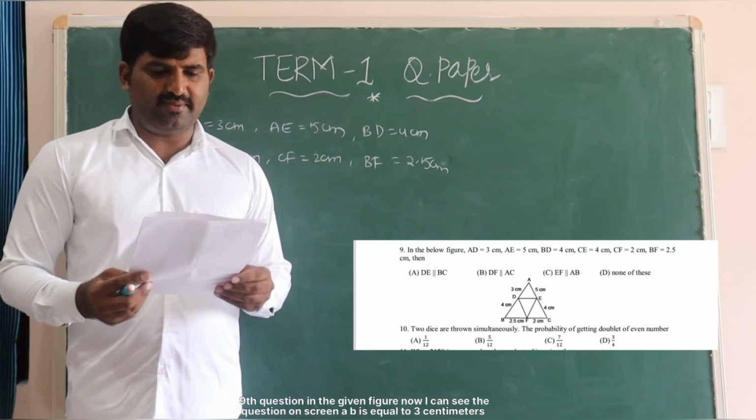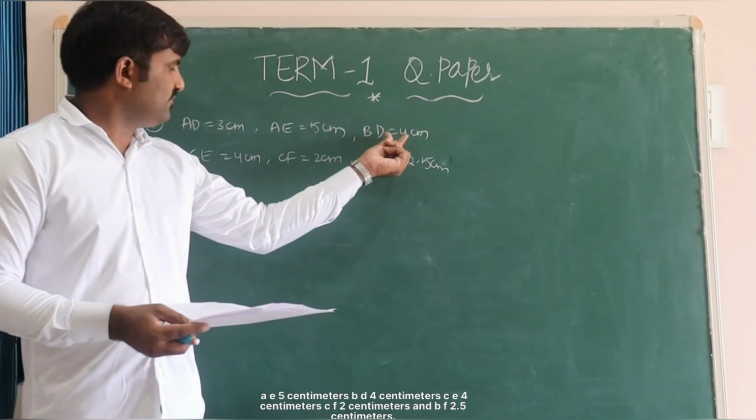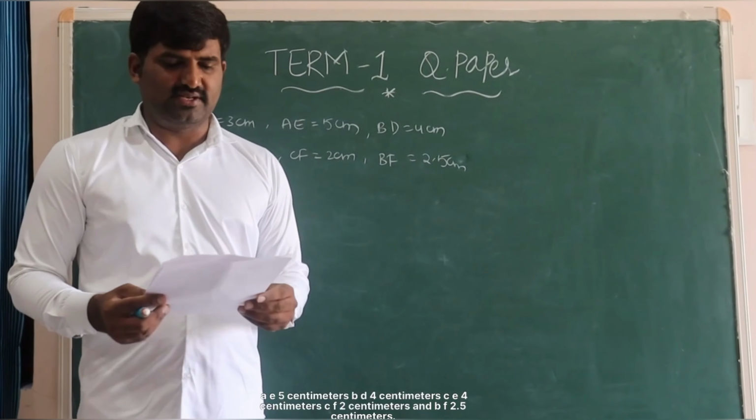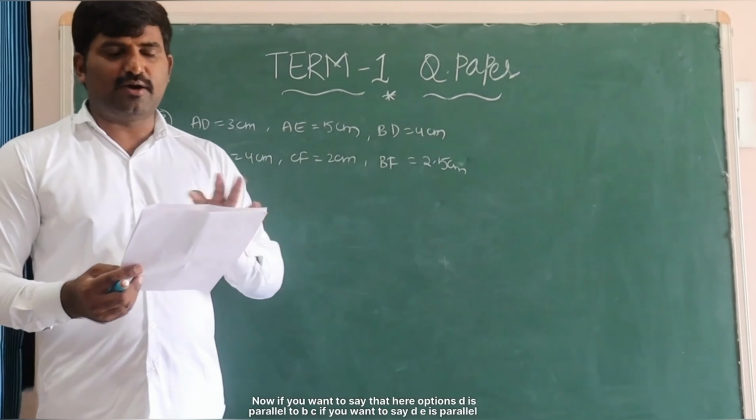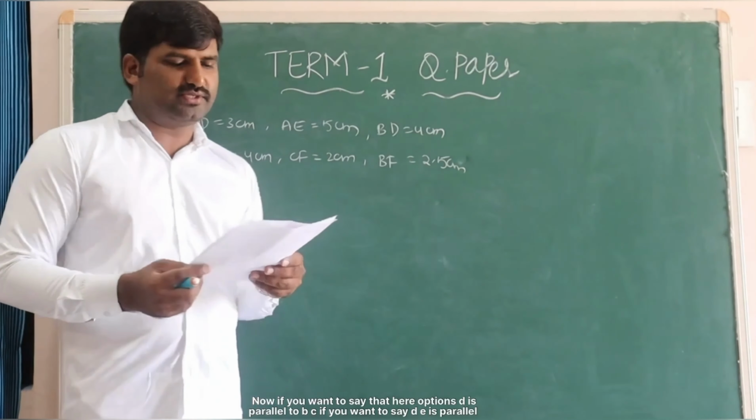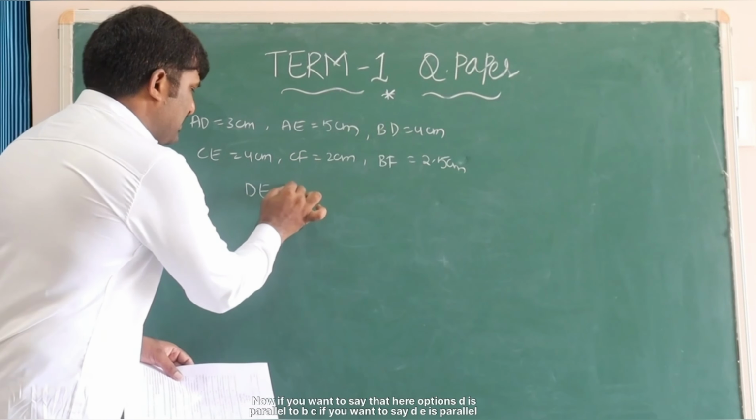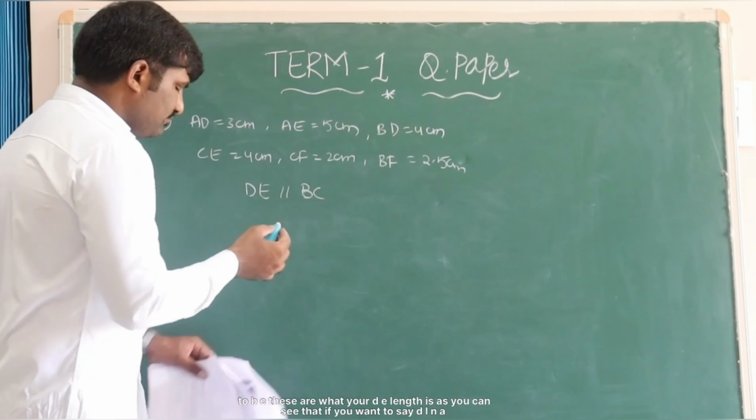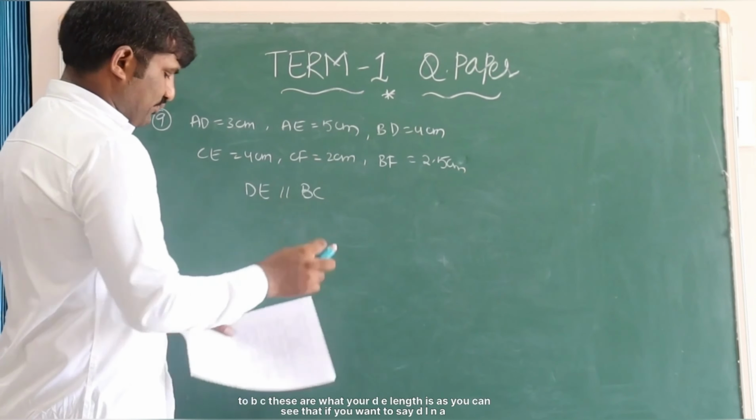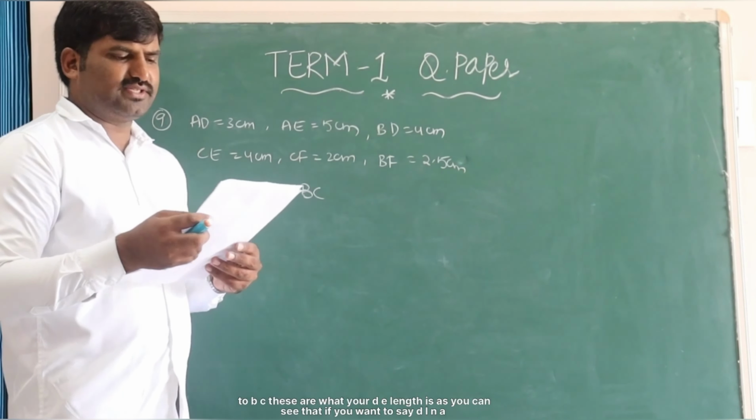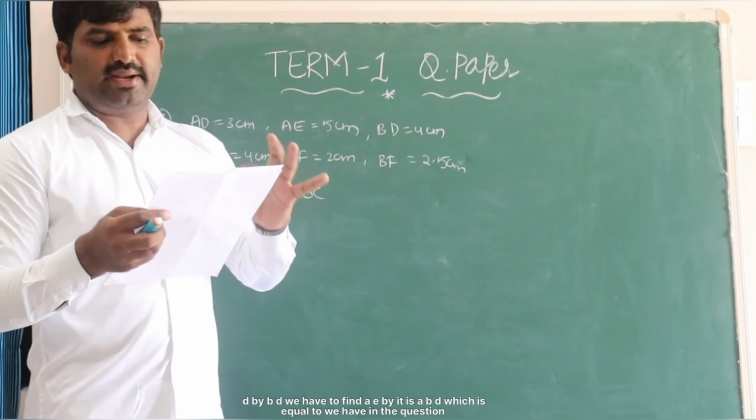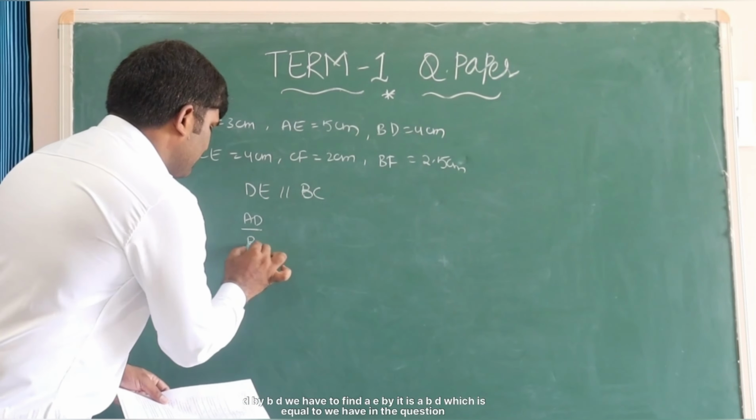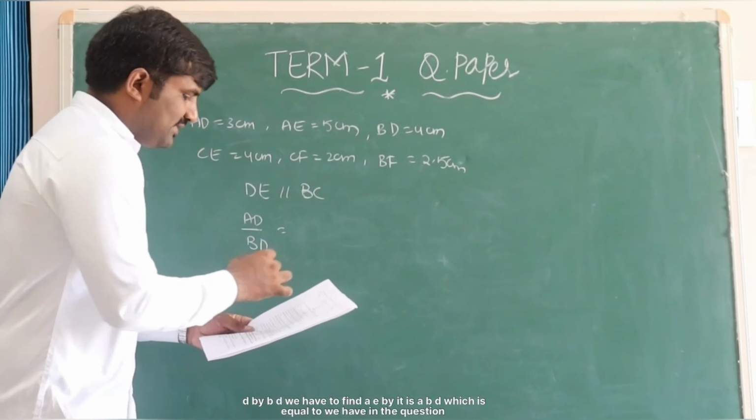AB is equal to 3 centimeters, AE 5 centimeters, BD 4 centimeters, CE 4 centimeters, CF 2 centimeters and BF 2.5 centimeters. Now if you want to say that DE is parallel to BC, we have to find AD by BD, which is equal to, from the question, 3 and 4.